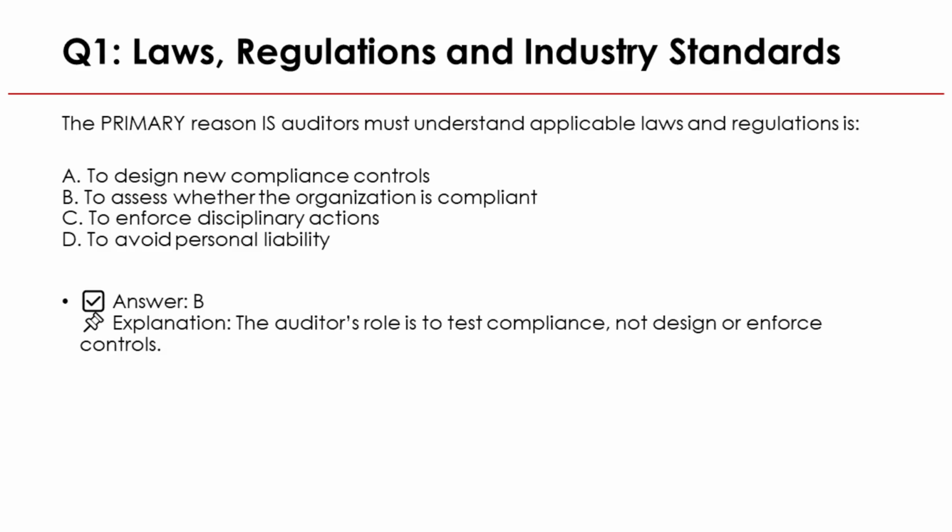The primary reason information system auditors must understand applicable laws and regulations is: Option A, to design new compliance controls. That's management's responsibility. Option B, to assess whether the organization is compliant. Correct, auditors test compliance. Option C, to enforce disciplinary actions. Belongs to HR management. Option D, to avoid personal liability, not the professional purpose. Correct answer, B, assess compliance. The auditor is like a health inspector. They check if the restaurant follows hygiene laws, not write recipes.